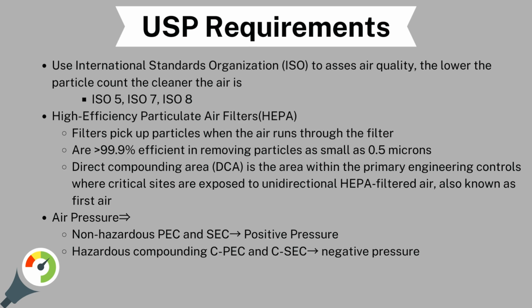The direct compounding area is the area within the primary engineering control where critical sites are exposed to unidirectional HEPA filtered air. These areas are also known as first air. And for air pressure, when we are handling non-hazardous PEC and SEC, there needs to be positive pressure. When we are handling hazardous compounding, CPEC and CSEC, there needs to be negative pressure.